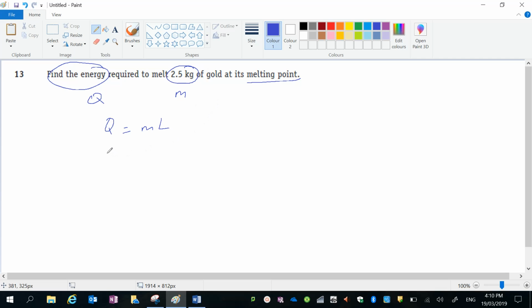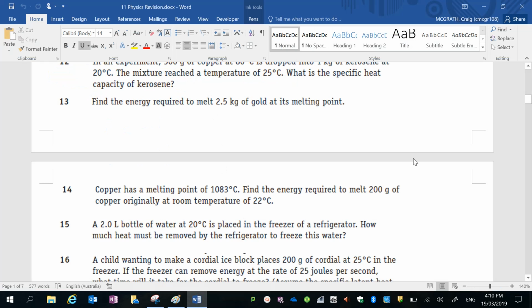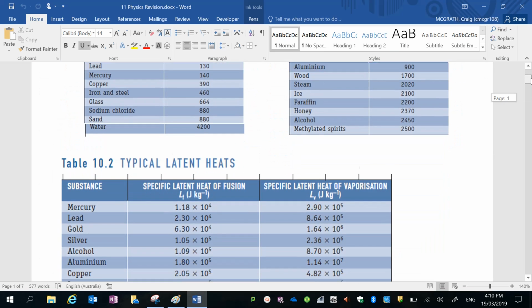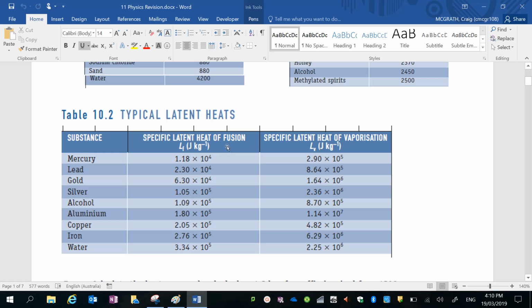Now, Q equals m, which is 2.5, times the latent heat of gold. So we look it up. Here we go, latent heat. Now, there's two types. There's latent heat of fusion and latent heat of vaporization. So fusion involves melting or freezing, and vaporization involves boiling or condensation.